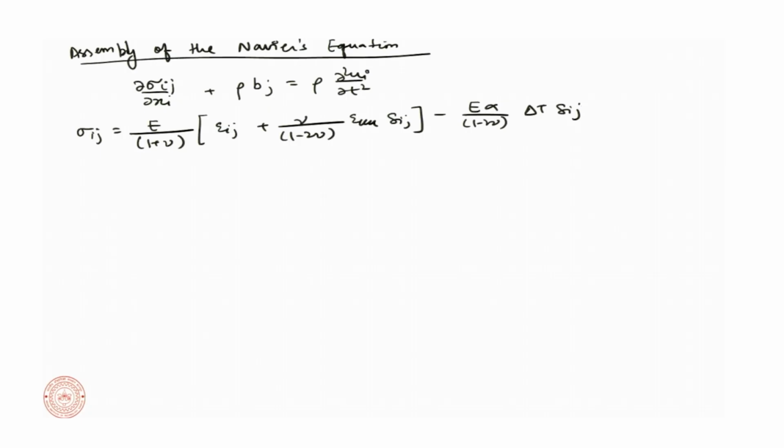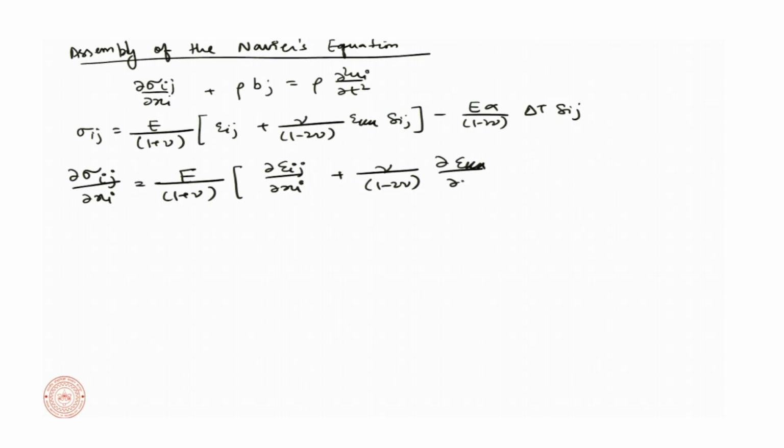Okay, we are taking a derivative of this. So, del sigma ij by del xi is equal to E over 1 plus nu. We have del epsilon ij by del xi plus nu over 1 minus 2 nu del epsilon kk over del xi delta ij minus E alpha over 1 minus 2 nu del T by del xi delta ij. So, we can make some small modifications. So, let us rewrite this again.